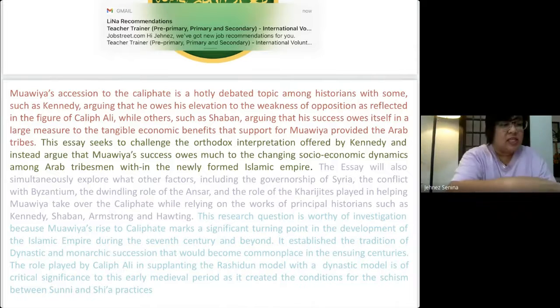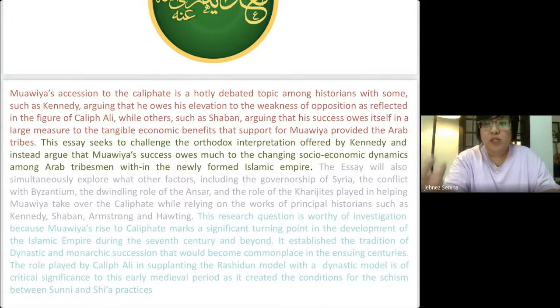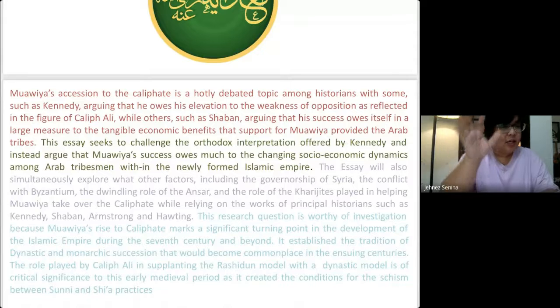So, what is the context here? Well, the context is you have two perspectives. Did he become the caliph because the other leader was weak? The other perspective was no, he just became the caliph because he was giving economic benefits to the different tribes of people. So these people supported him. So is it because the opponent was weak, or is it because he was giving economic gains to the other group? So that's the context.